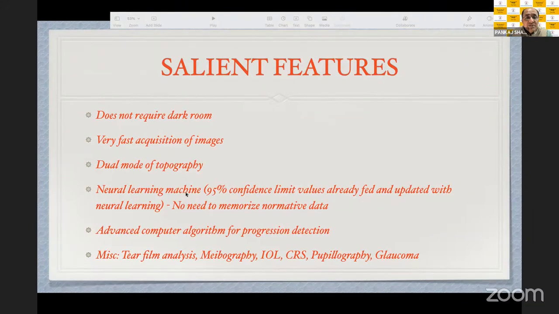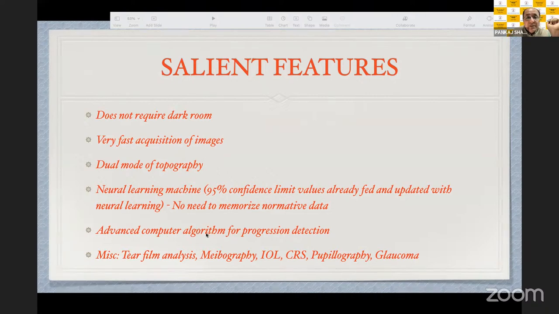There is a neural learning machine. The Sirius is an intelligent machine. The more tomography values are fed into it, the more smart it will become. We don't need to memorize all these data: how much Kmax should be, how much should be the RMS value, how much should be the Q value. All the normative data is fed into it. The more you do it in your population, the more intelligent it will get. And it will just give you the confidence limits.